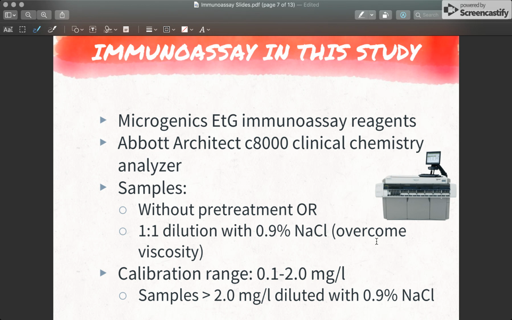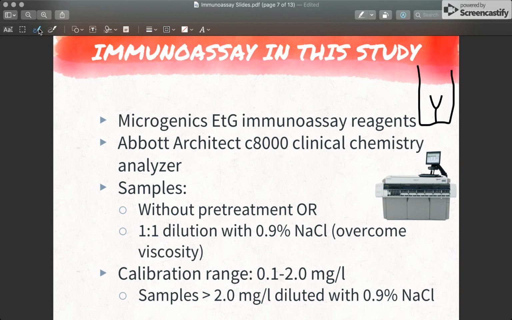This is the reagent that you put into the well plate. If you remember back to one of the first slides when we were talking about immunoassay, you've got your wells, and then in your well you put the antibodies. Let's say they're like this. Those are going to be able to detect the ETG if you put it in there.